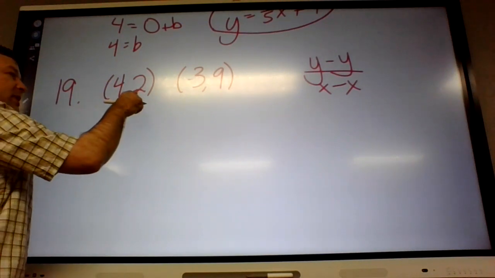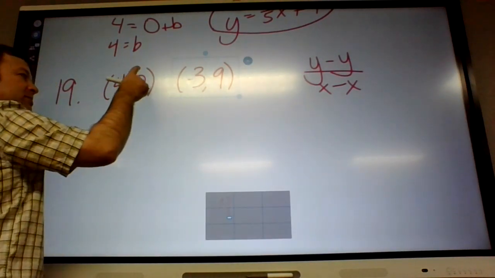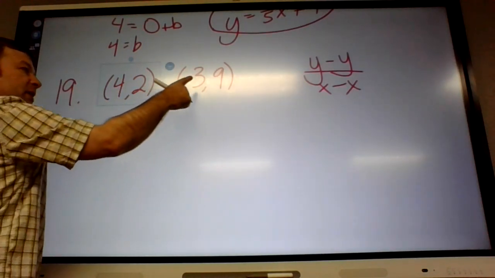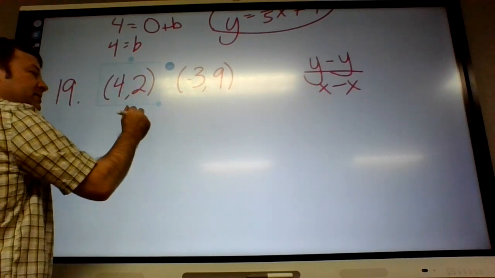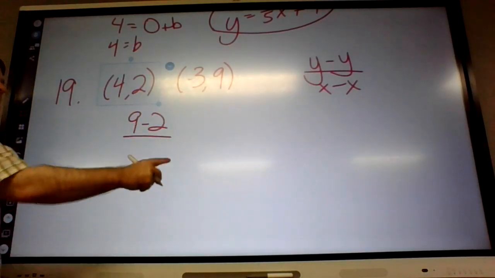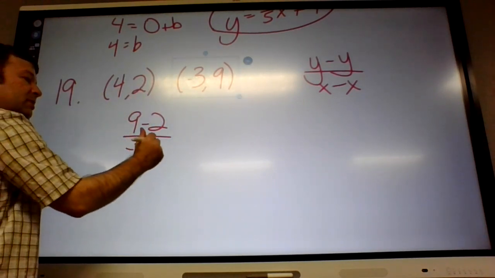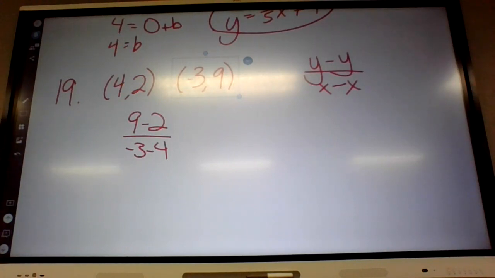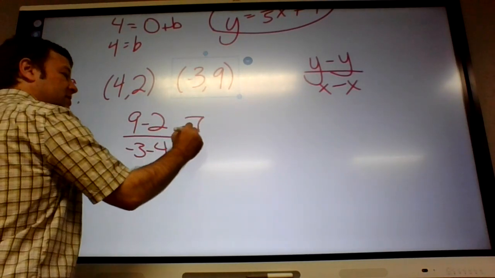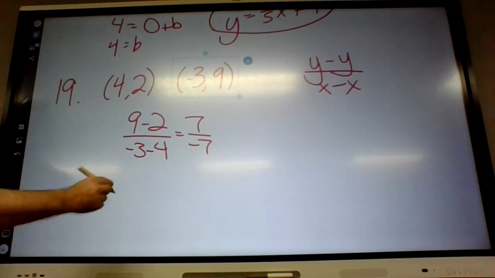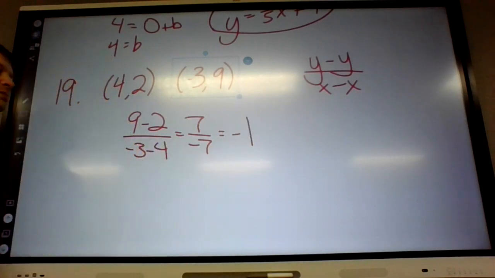So, does it matter which way I go, 2 minus 9 or 9 minus 2? No, as long as you go the same direction with the x values. So if you do 9 minus 2, you'll get a positive value, which might be a little less confusing, but the bottom is still negative. The bottom is going to be negative 3 minus 4. So it's 7 over negative 7, which equals negative 1. Okay, now I know the slope of the line.